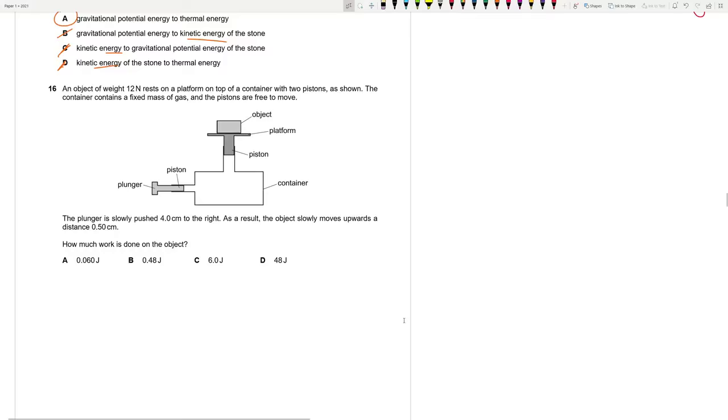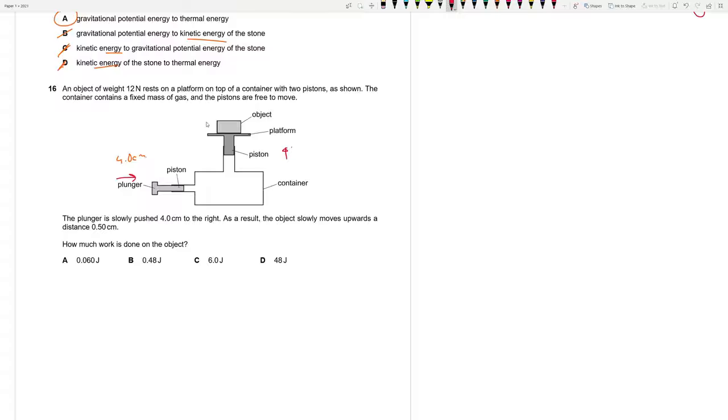16. An object of weight 12 Newton rests on a platform on top of a container with 2 pistons as shown. The container contains a fixed mass of gas and the pistons are free to move. The plunger is slowly pushed 4 centimeters to the right. As a result, the object slowly moves upwards a distance of 0.5 centimeters. How much work is done on the object?